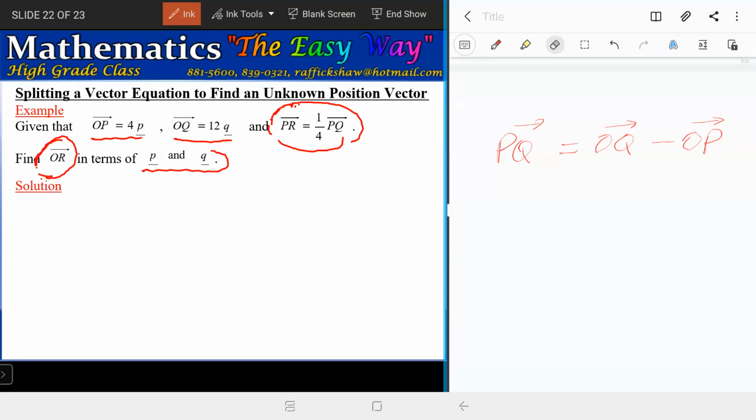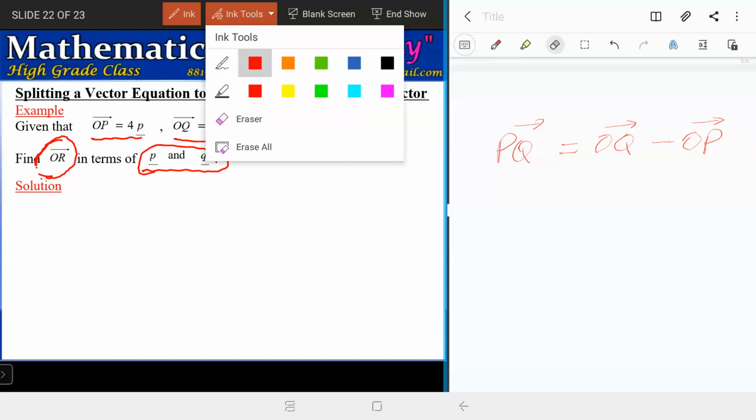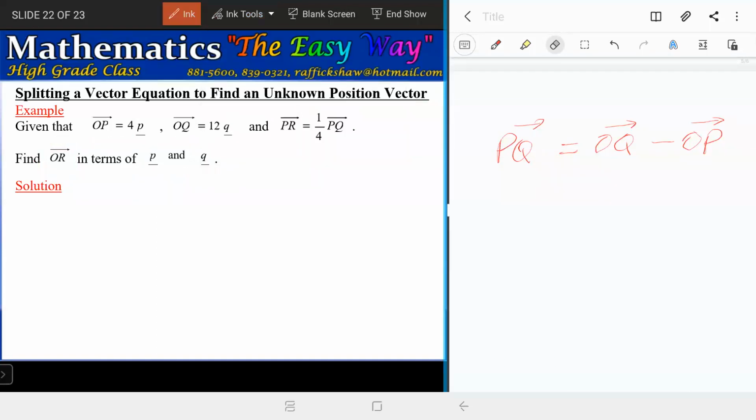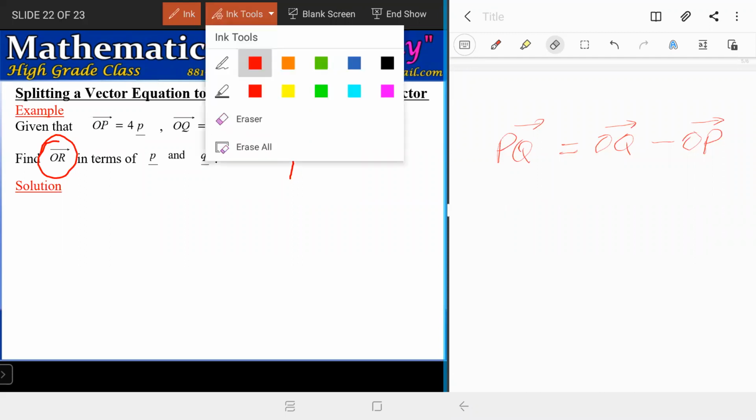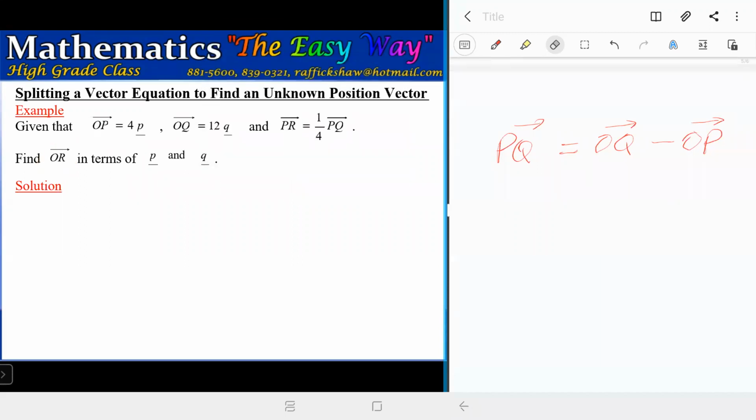In terms of the small p and the small q, means that small p and small q must be in the answer when we finish. That's what it means. So I'm saying to find this OR, we have to split it out of this. Split up that vector equation. Write this as OR minus OP and make OR the subject. All right, let's look at it. So start with the equation that they gave us. And I want to split it into position vectors. I also will expand it into position vectors.